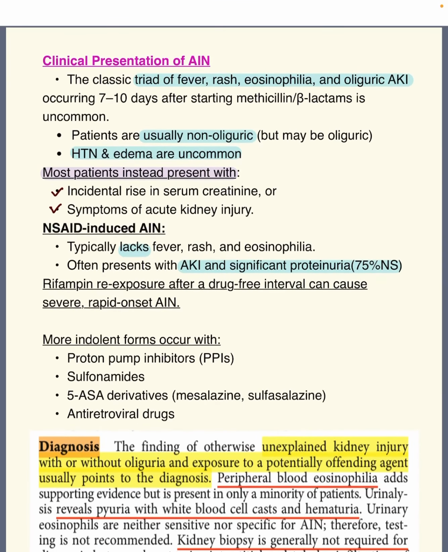Now I will discuss the clinical presentation of AIN. Classically, we know a triad, that is fever, rash, and eosinophilia. The classic triad is present in less than 10% of patients. It is very rare. Patients actually present with an incidental rise of serum creatinine, symptoms of AKI, usually non-oliguric AKI, sterile pyuria, and mild proteinuria. Always remember, hypertension and edema are uncommon in AIN.